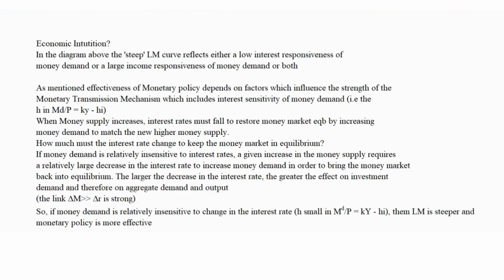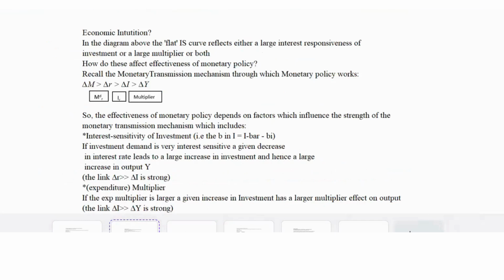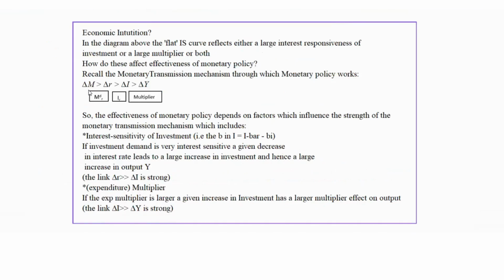As we already discussed when we were looking at effectiveness of monetary policy and the slope of the IS curve, the effectiveness of monetary policy depends upon factors which influence the strength of the monetary transmission mechanism through which monetary policy works. Let's go back to the monetary transmission mechanism. The monetary transmission mechanism says that money supply changes, that changes the interest rate, which changes investment, which changes demand, which influences output. Here we can see we already discussed, when looking at the slope of the IS curve, the interest sensitivity of investment and the multiplier. Now, like we said, the effectiveness of monetary policy depends upon factors which influence the strength of the monetary transmission mechanism.